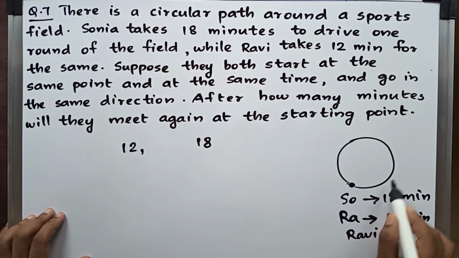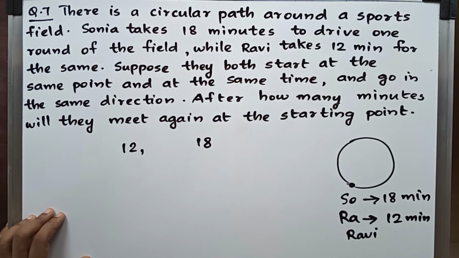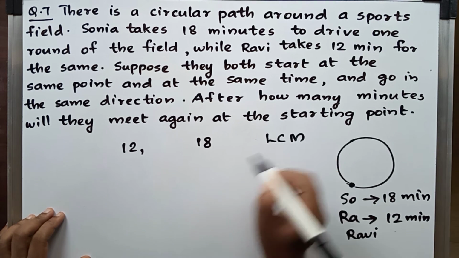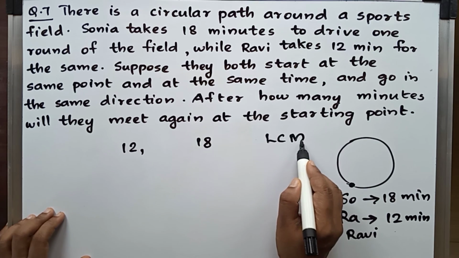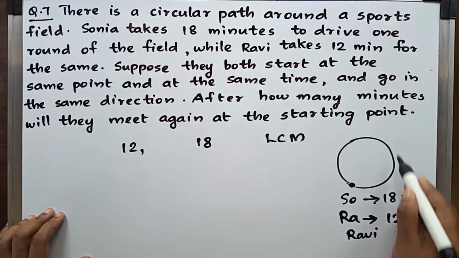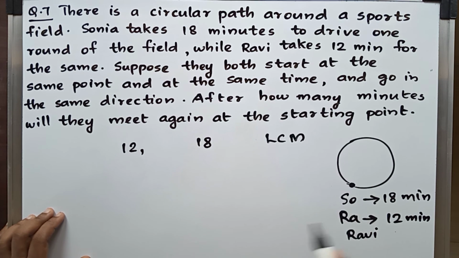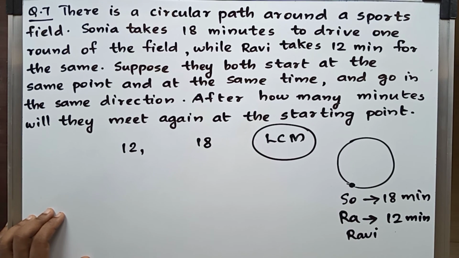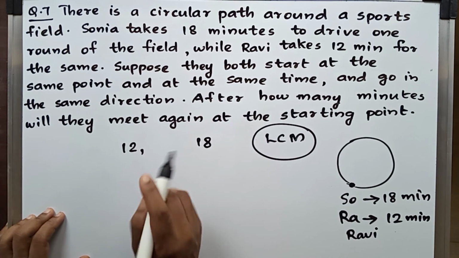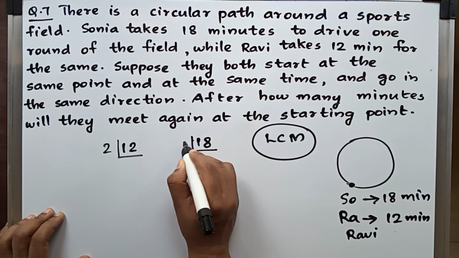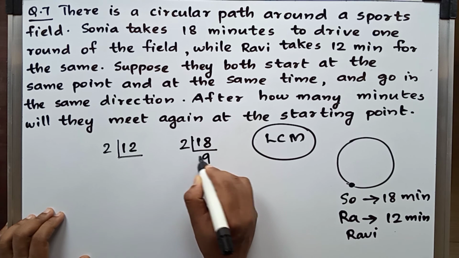So, when they meet again means we have to find the least common multiple. Why are we taking the multiple? See, 1 lap means 1 into 18. 2 laps means 2 into 18, like that. See, they are the multiples of these given numbers. So, when they will meet means we have to find the LCM, least common multiple of these two numbers. So, we will use prime factorization.